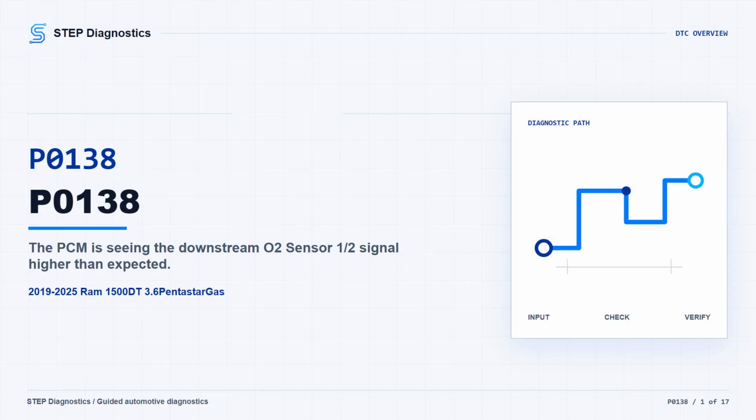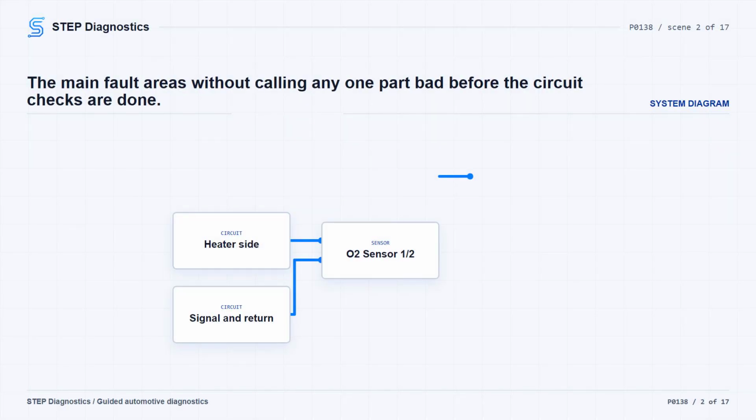On this RAM 1500 with the 3.6 Pentastar, P0138 means the PCM is seeing the downstream oxygen sensor signal on sensor 1/2 higher than expected. The MIL may be on, and depending on how the fault is acting, the truck can run normally or may show fuel control-related symptoms. Broadly, this can involve the O2 signal circuit, the return circuit, heater control, sensor ground, the sensor itself, connector problems, or in the end, the PCM.